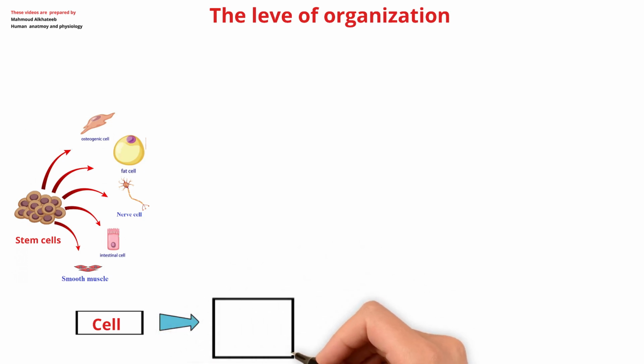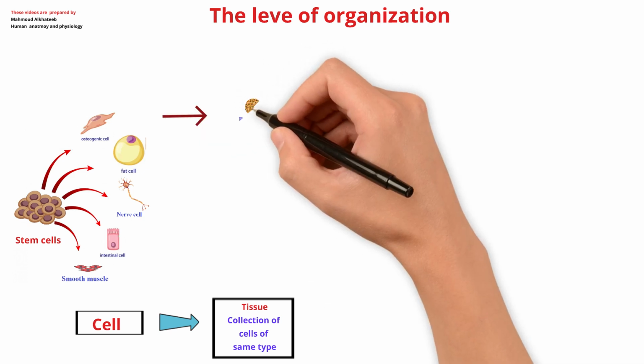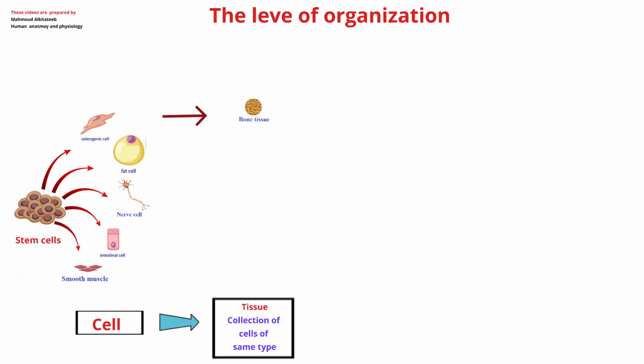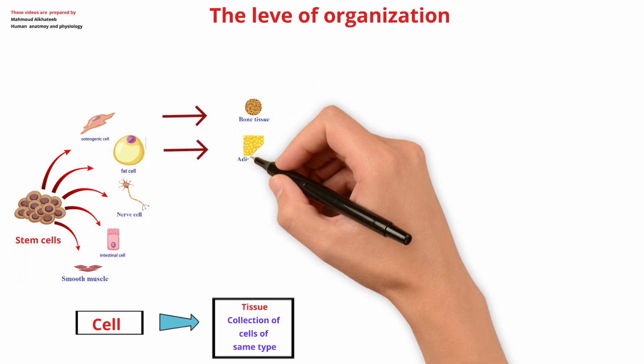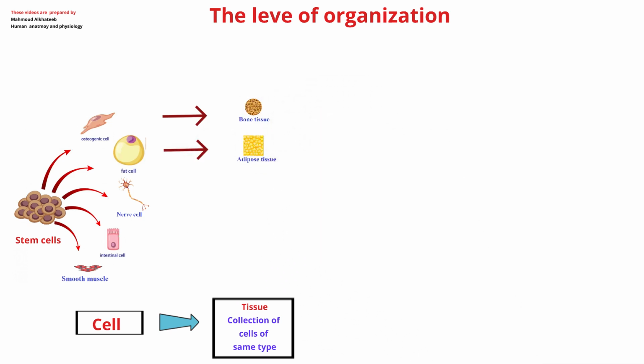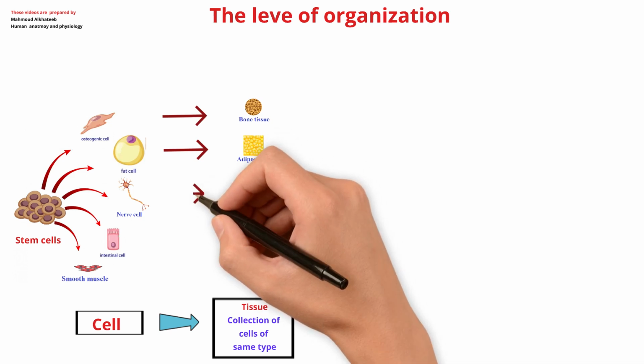Later, cells of the same types come together to form tissues, each dedicated to a specific function. For example, osteogenic cells unite to create bone tissue, providing the sturdy framework that supports and protects our body. Fat cells merge into adipose tissue to store energy and insulate us against the cold.